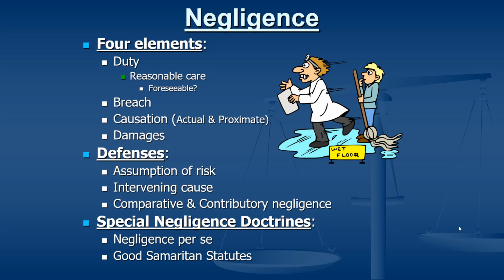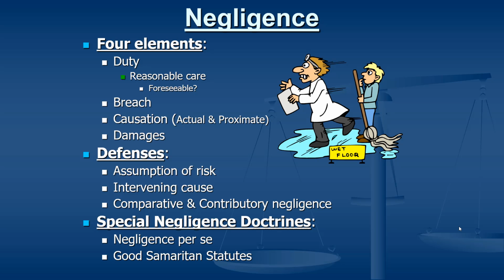One is negligence per se. That occurs when someone violates a statute. For instance, if you were speeding and then were involved in an accident, you were negligent per se because you were violating a safety statute by speeding at the time that you crashed into the plaintiff's vehicle.